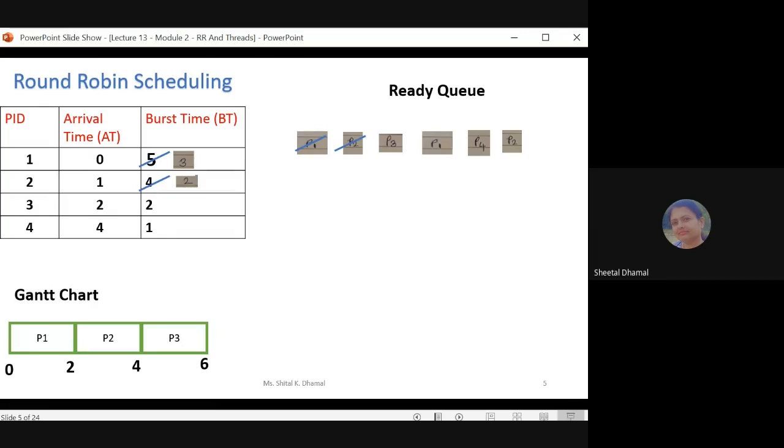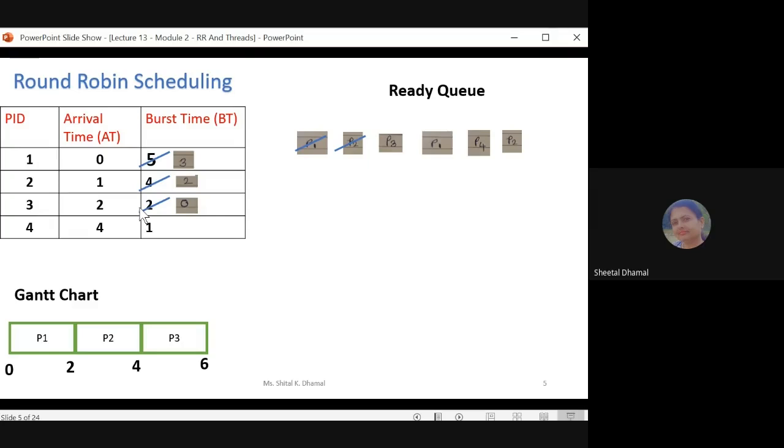So here all the processes are added in the ready queue. So there is no need to check whether any process arrived at 6 time units or when the process P3 was executing, because all the processes are already added in the ready queue. So now you have to check the remaining burst time for the process P3. I will cut that 2 and here I will write 0. That is, process P3 has finished its execution.